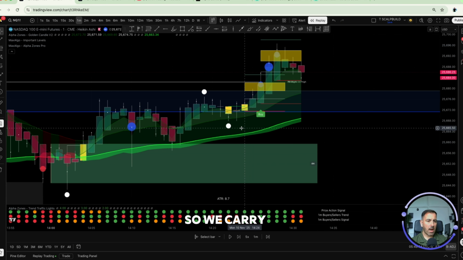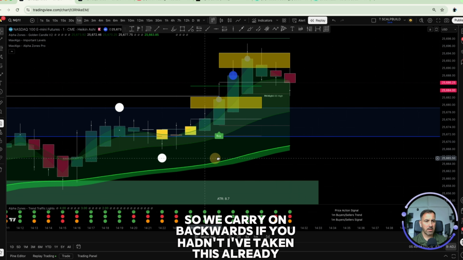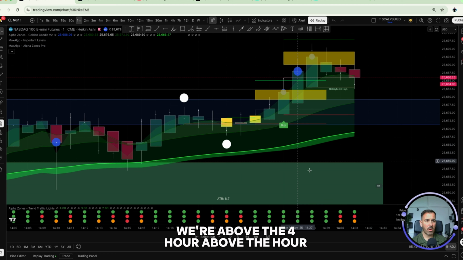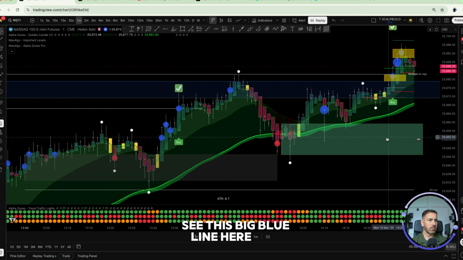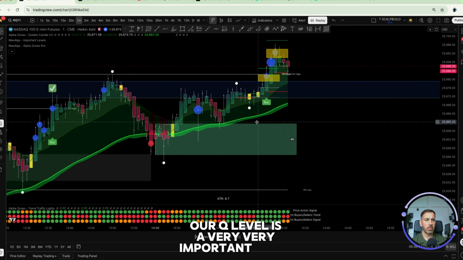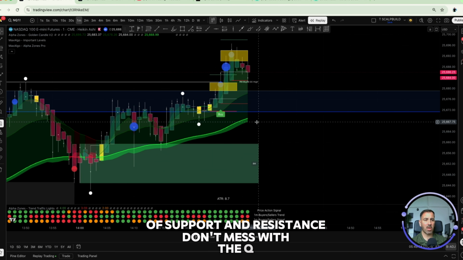So we'll carry on backwards. If you hadn't taken this already, there is a golden candle here. We've got 3 green traffic lights. We're above the 4-hour, above the hour. Why wouldn't we take this trade? See this big blue line here? This is our Q. Our Q level is a very, very important level of support and resistance. Don't mess with the Q.